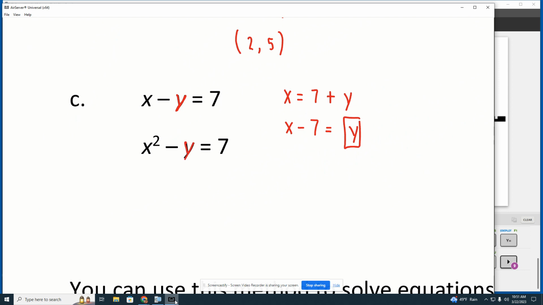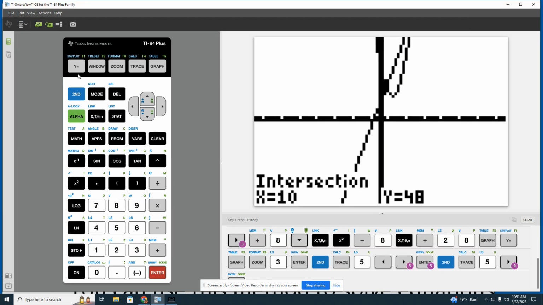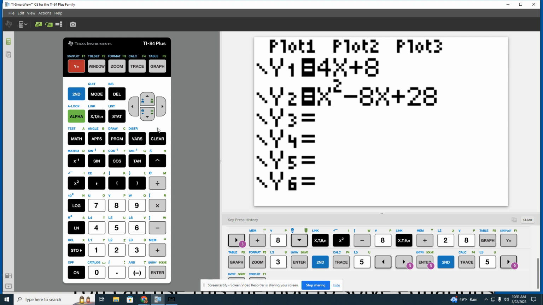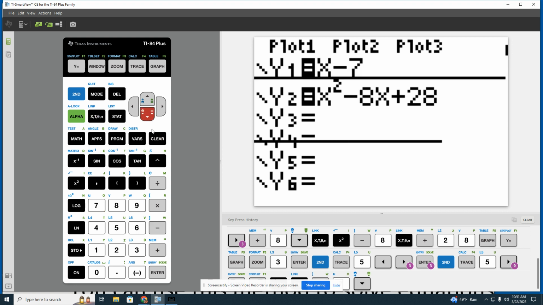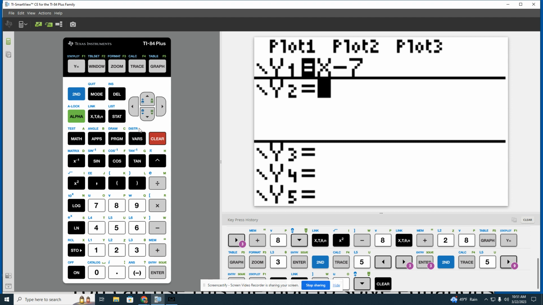Got to do the same thing here. I'm going to add y. Subtract 7. The equations are almost identical, except one's just x, so it's a line, and one's x squared, so it's a quadratic. Now, y equals, let's plug these in. I got x minus 7, and I've got x squared minus 7.